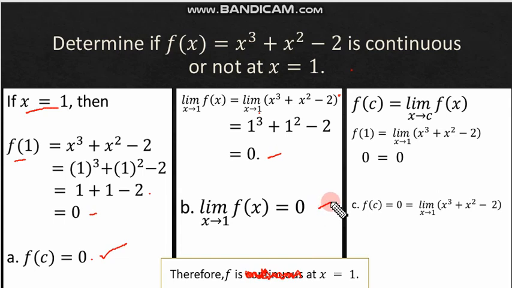The third condition states that f of c must be equal to the limit of the function. We have solved earlier the value of f of c, which is f of 1, equal to 0, and the limit of the function, which is the limit of x cubed plus x squared minus 2 as x approaches 1, is also 0. Therefore, f of c is equal to 0, which is also equal to the limit of the function, which satisfies our third condition. Therefore, our function is continuous at x equal to 1.